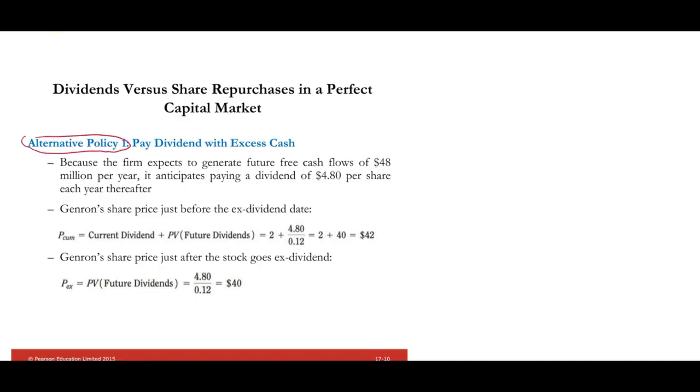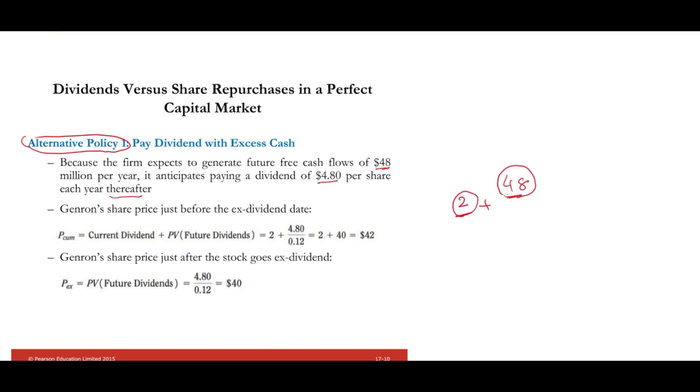Pay dividends with excess cash, meaning 20 million, because the firm expects to generate future free cash flow of 48 million per year. It anticipates paying a dividend of 4.80 per share each year thereafter. So it means after this $2 as a dividend, later on how much would be the dividend? It would be, of course, 48 million, right? So we would be distributing the rest of the cash flows after paying this dividend. So after paying this dividend, every cash flow would be 48 million, and this would be distributed as a dividend.